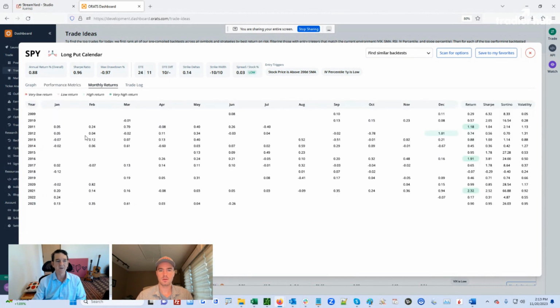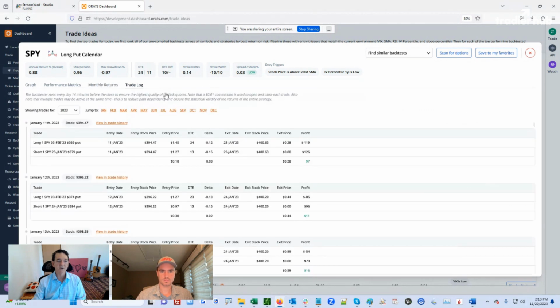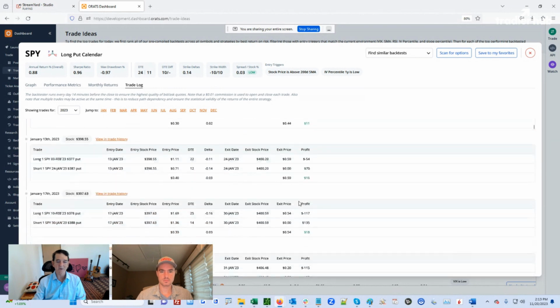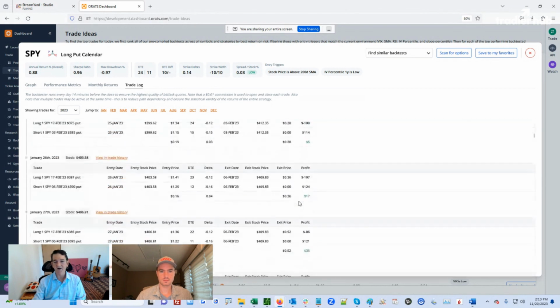This is kind of what a hedge fund looks at. So this is every month and how it did. This looks pretty good to me, not too much volatility. The drawdowns are very low. So I kind of like this trade. Now we could look at the trade log. You can tell they're not making that much on each trade, but it's fairly consistent.